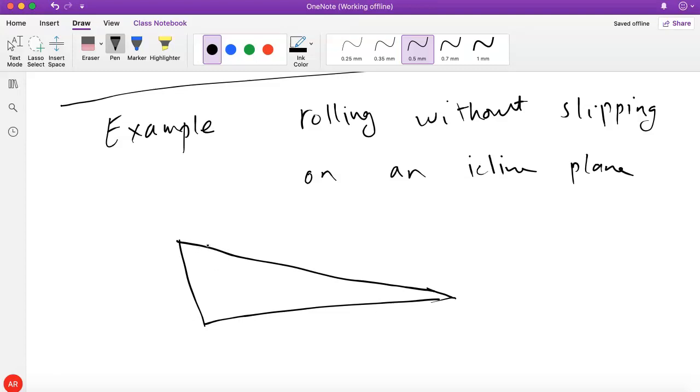So basically, the idea is we have a round object that we put on some inclined plane with, let's say, angle theta, and we let it roll down. And it rolls down without slipping. Okay.